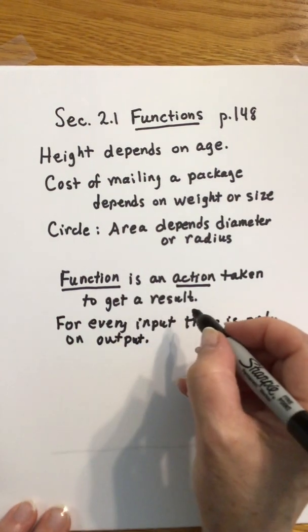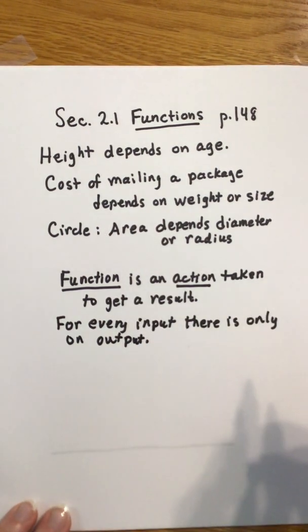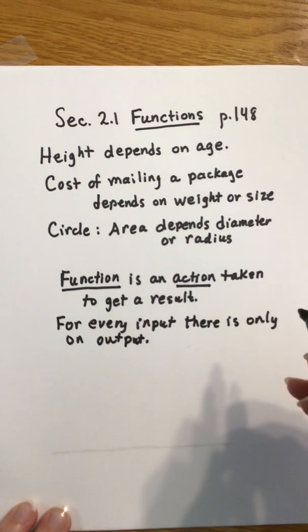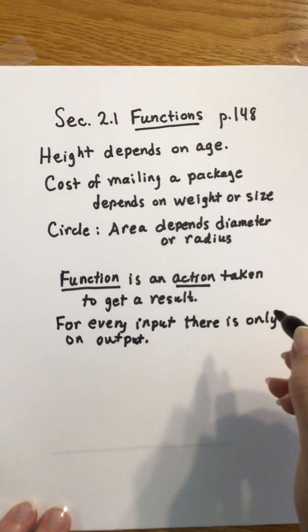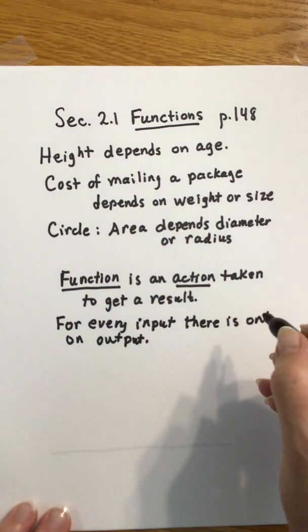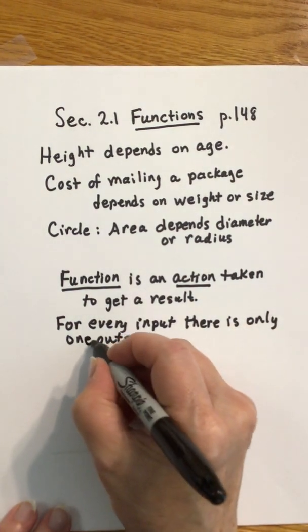So an example, going back up to the top again, talking about the cost of mailing a package. I'm trying to find out the cost, so it depends upon the weight. If I put the package on the scales, I'm going to get one cost because the weight is not going to change if I put the package up again. So for every input, there's only one output.